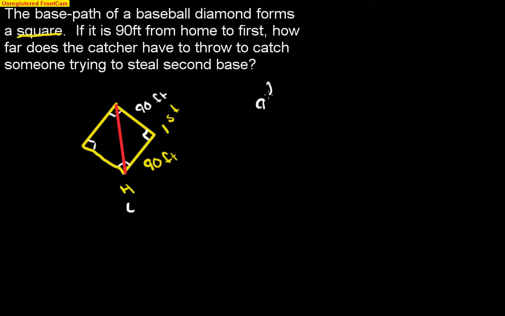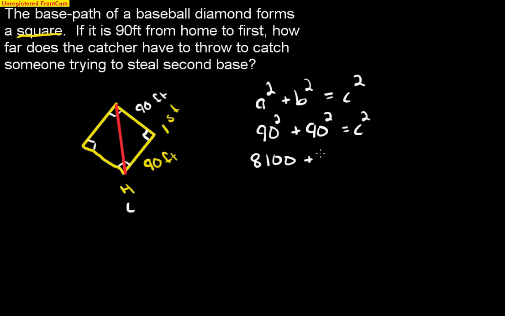Okay, so we have a squared plus b squared equals c squared. So start off with our theorem. And we've got both the legs. So we've got the a and the b. So we've got 90 squared plus 90 squared. Okay. So 90 squared is going to give you 8100. Okay, of course it's going to be twice, so another 8100. Alright, so let's go ahead and add those two up. If you add 8100 up, you get 16,200.